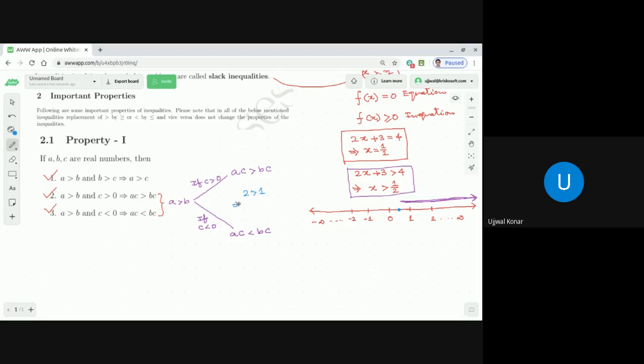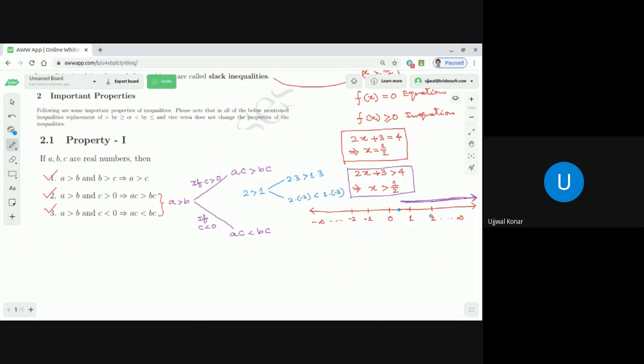So 2 into 3 implies 2 into 3. Now from here, what you can say? 2 into 3, that is 6, is greater than 1 into 3, obviously. 6 is greater than 3, no? So now let's multiply with minus 3. So 2 into minus 3, that is minus 6, is less than 1 into minus 3, that is minus 3.